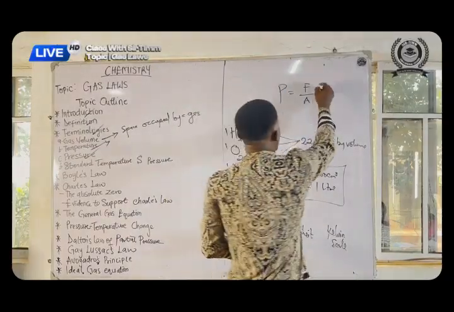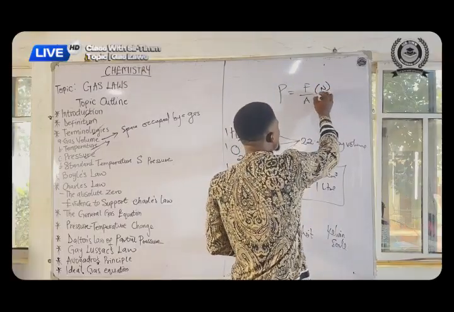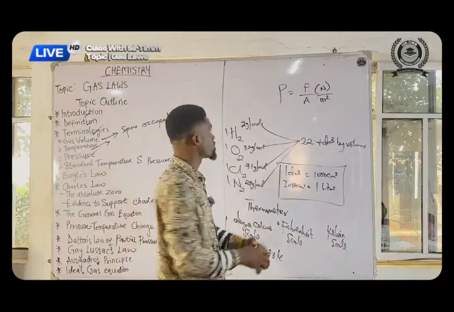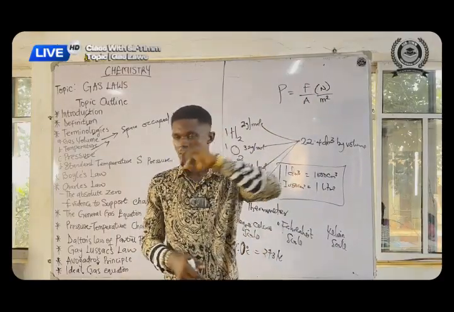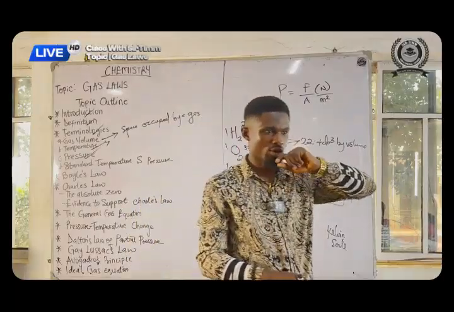So the pressure unit is Newton per meter squared, isn't it? Because area is measured in meter squared, then force is measured in Newton. Am I communicating?